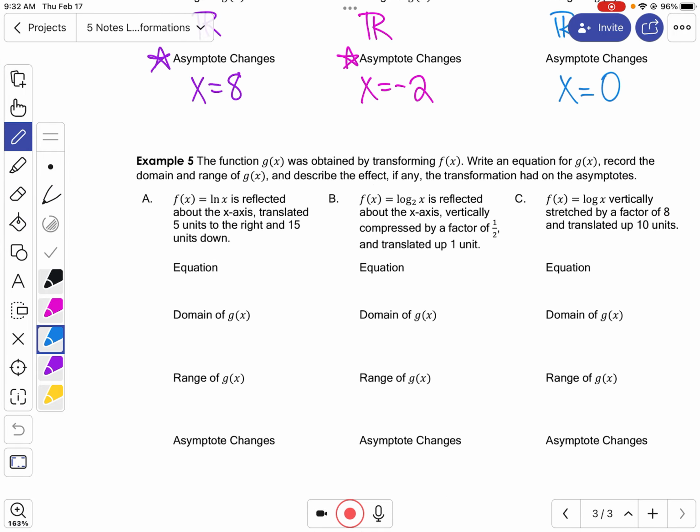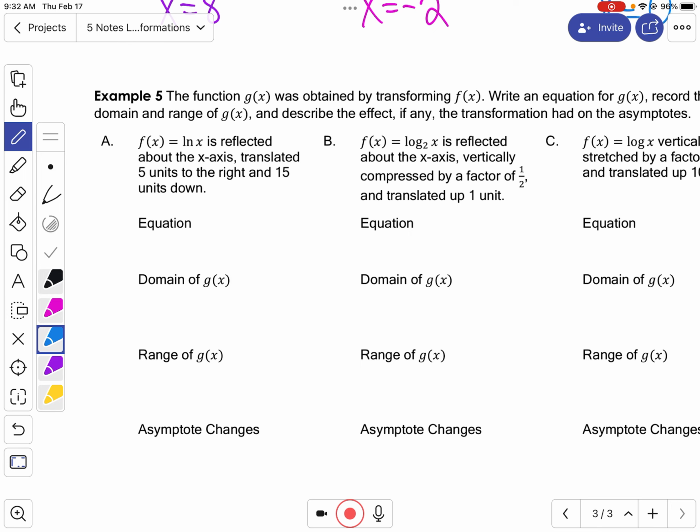Okay, next part, last part. Now we're given the transformations. We're going to come up with our equation. So make sure you're really focusing on what you're starting with. So this one, our parent function is natural log of x, where we're going to reflect it over the x, go to the right 5 and 15 down.